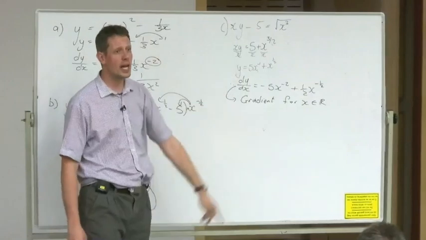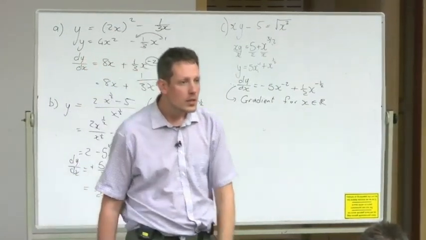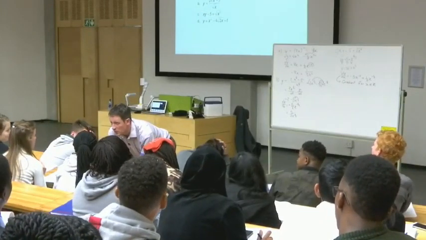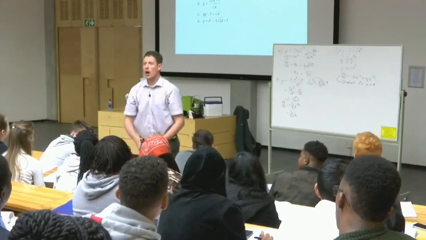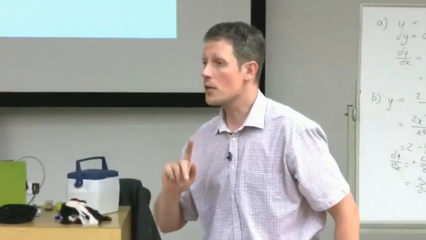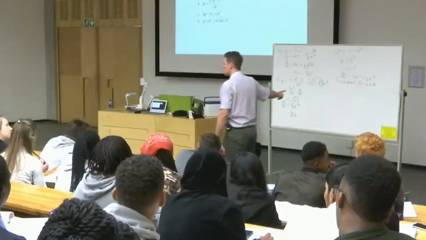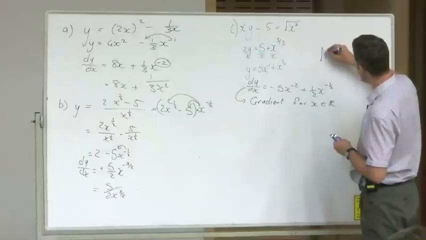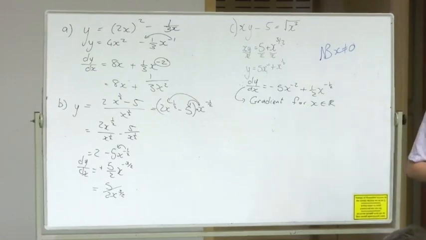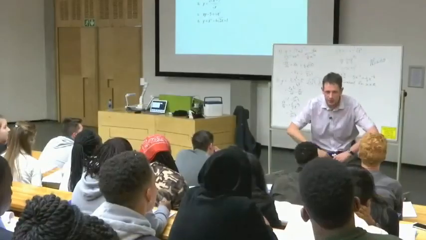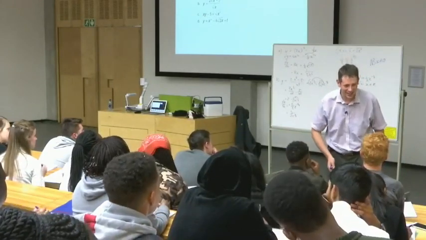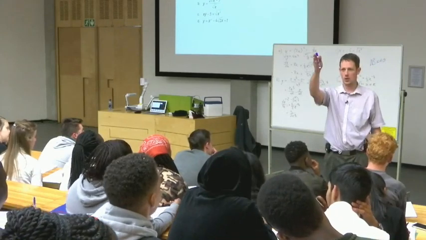I divided by x. By what x value am I not allowed to divide with? I'm not allowed to divide by 0. So this can't be the gradient for all x values because, very important, x may not be 0. It's the gradient for all x values except 0.